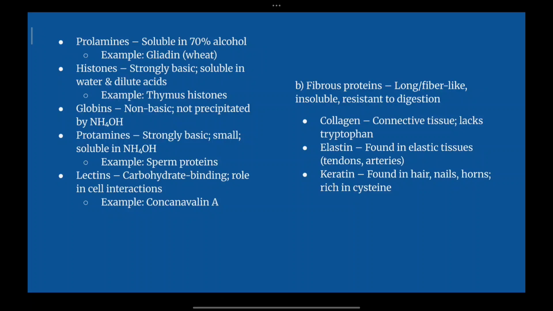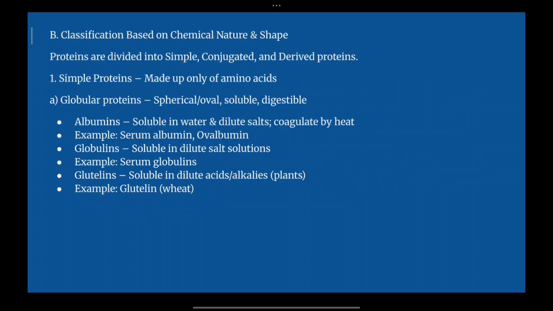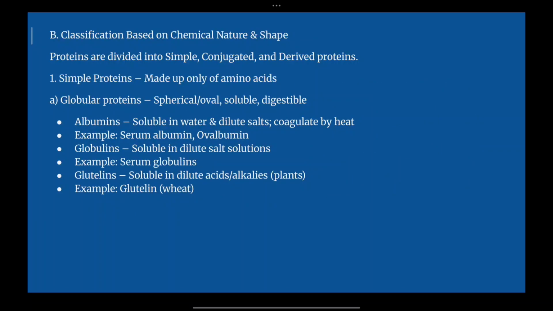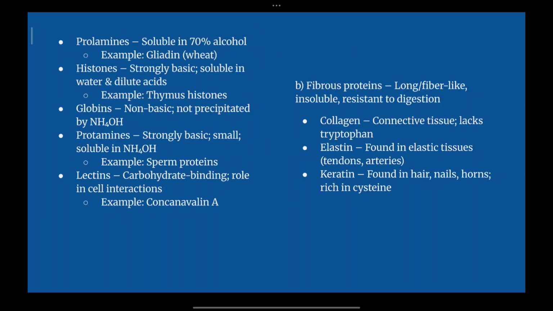Fibrous protein is the second type of simple protein. Here the fibrous proteins, as the name says, are long and fiber-like, insoluble and resistant to digestion. These are present in plants mostly, and in animals as collagen, found in connective tissue, which lacks tryptophan; elastin, found in elastic tissue, tendons and arteries; and keratin, found in hair, nails and horns, rich in cystine.